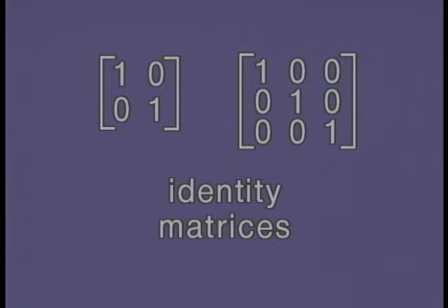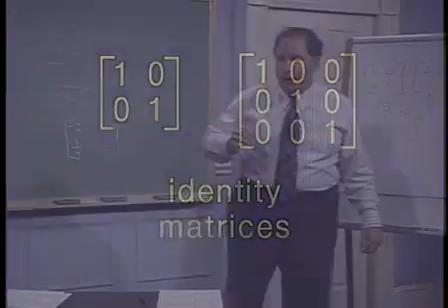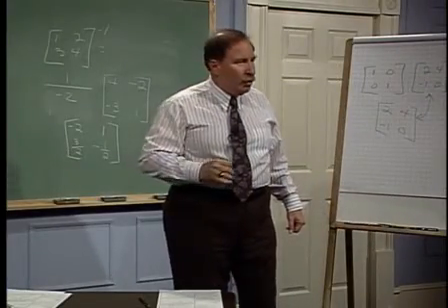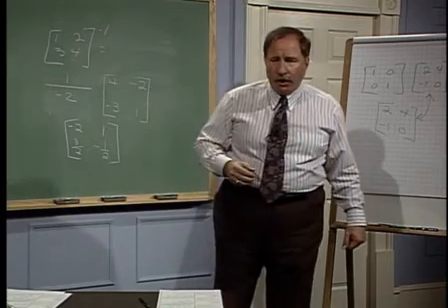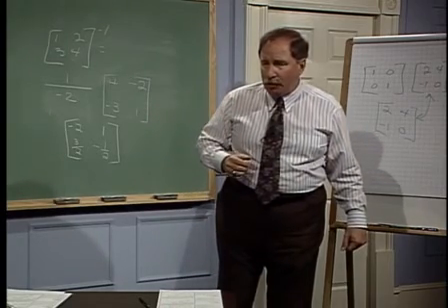Can you visualize what a 5 by 5 identity matrix would look like? Well, obviously you would have a 1 with 4 zeros in the first row, a 0, a 1, and 3 more zeros in the second row, 2 zeros, a 1, and 2 more zeros in the third row, and so on and so forth in a 5 by 5 matrix.